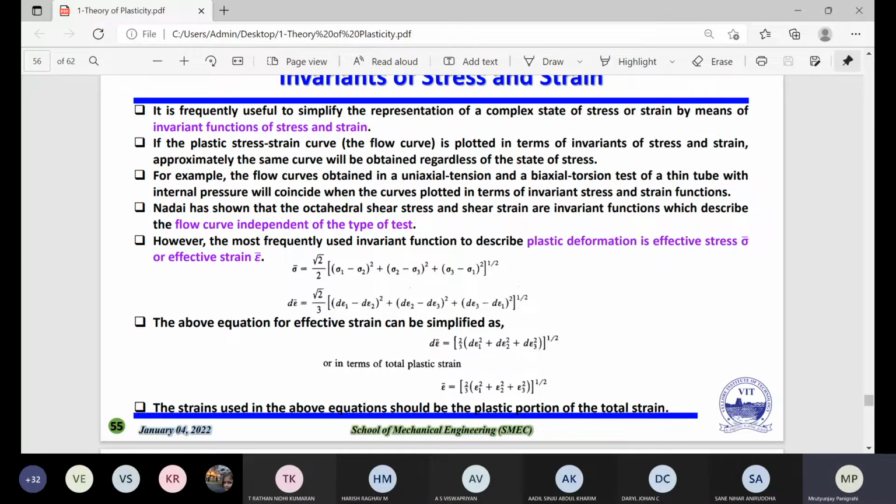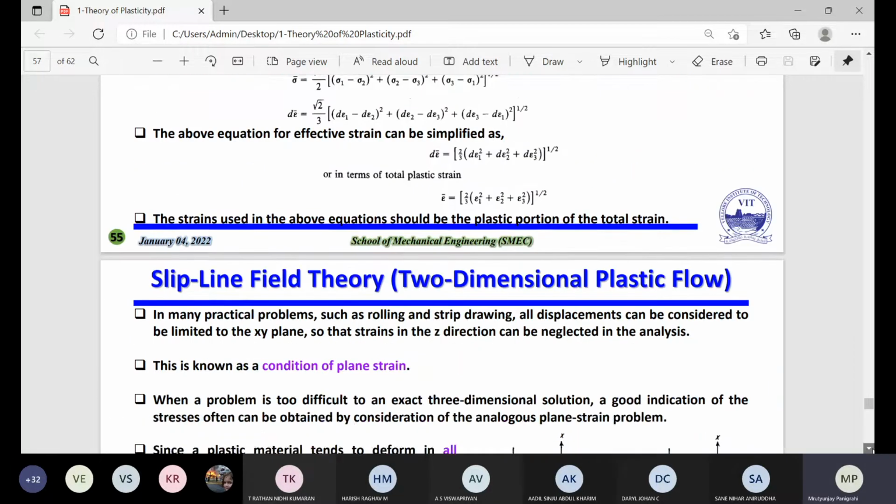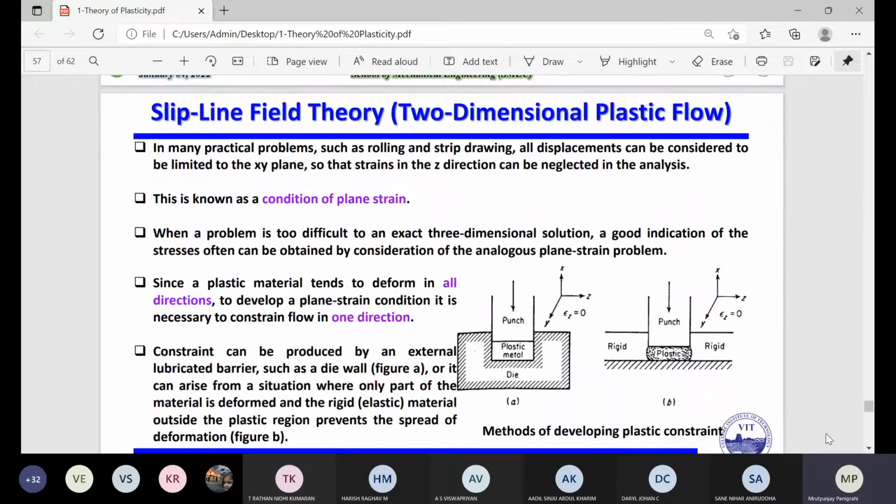In the last part of this presentation, we have the slip line field theory. If you remember, we talked about polycrystalline material. When we talked about slip in polycrystalline material, I gave one example of the slip line, one schematic photo with the slip line. In many practical problems such as rolling and strip drawing, all displacements can be considered limited to the xy plane, so that the strains in the z direction can be neglected in the analysis.